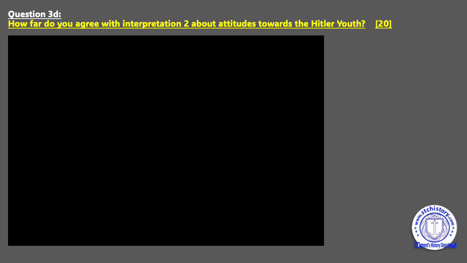So we've now done the interpretations work. We've talked about the interpretations in the previous questions. You never need to talk about the sources ever again. That's done now. Only 3C and 3A do you need to talk about sources. Forget the sources now and just work on the interpretations. So this question is asking you, how far do you agree with interpretation 2 about attitudes towards the Hitler Youth? Again, we keep coming back to that question.